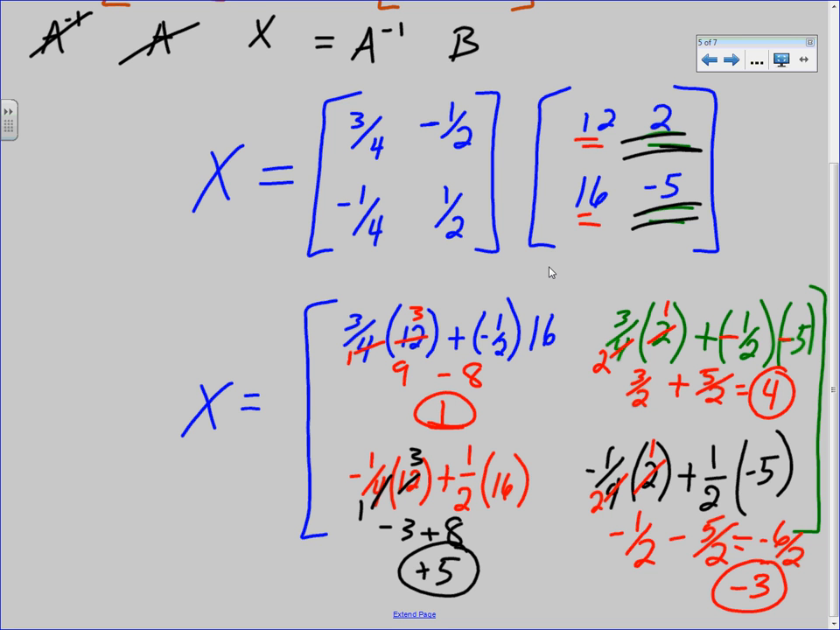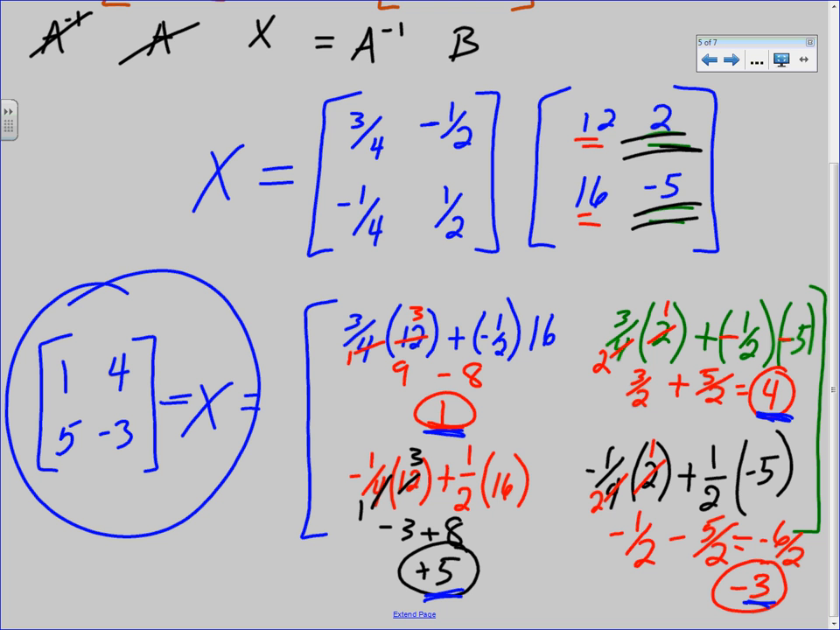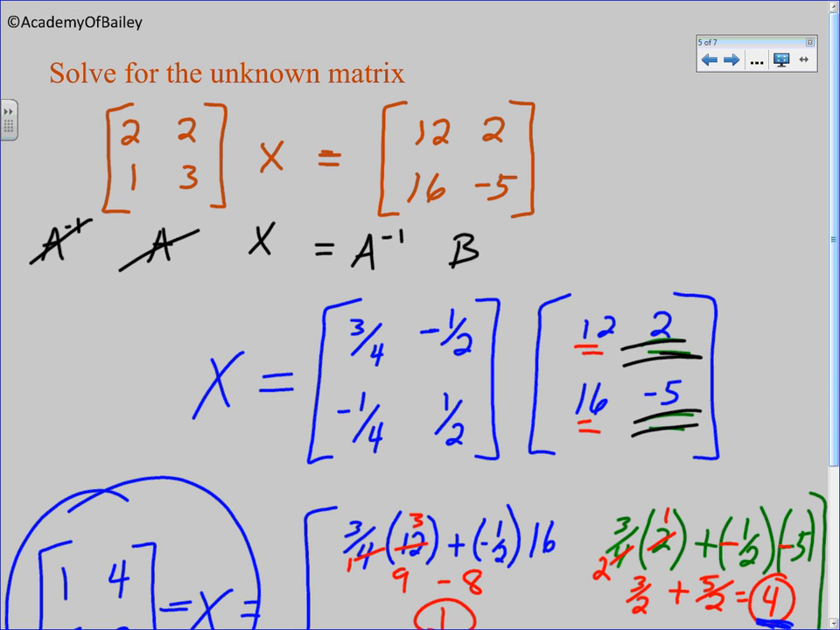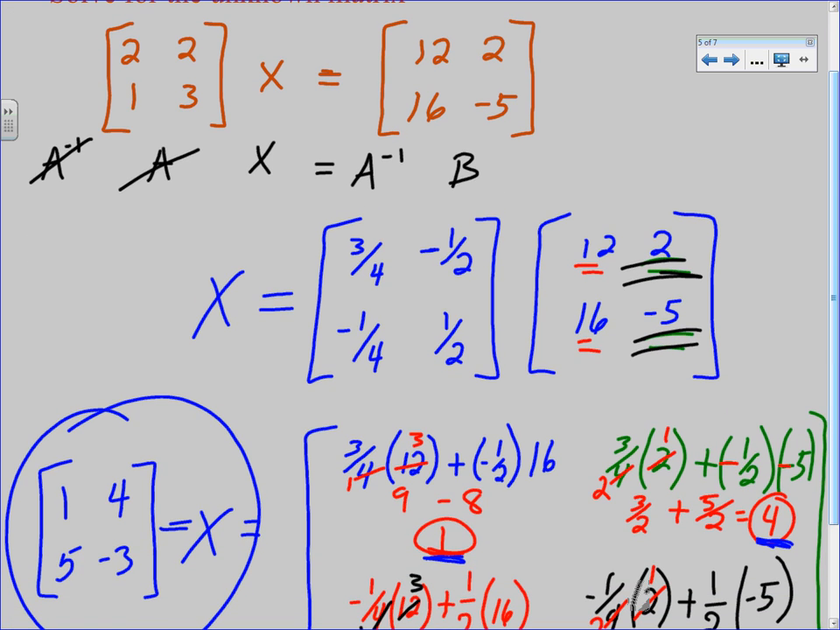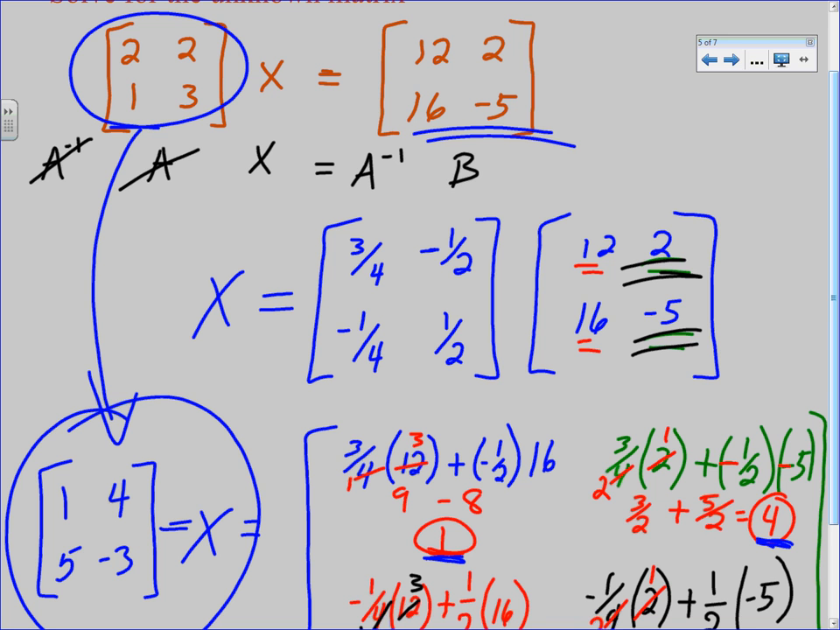And so now going back here, what is X equal to? X is equal to 1, 4, 5, -3. And you have just solved for the unknown matrix at the very beginning of the problem. And so therefore, if we take this matrix, multiply it by this matrix here, we should get that matrix.